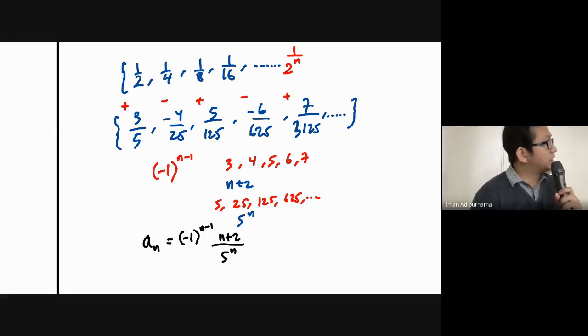Okay, this is for all the sequences that have specific patterns, or you can find the patterns. Sometimes one sequence, like I said before, can have more than one formula. So it's possible. Not always one specific formula, but it can have more than one.